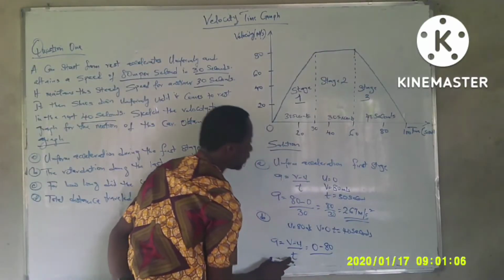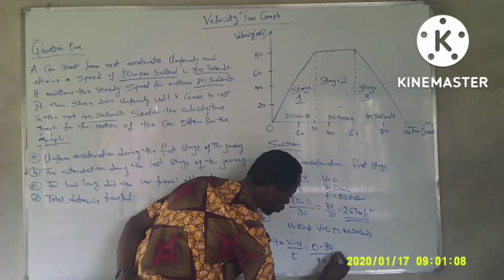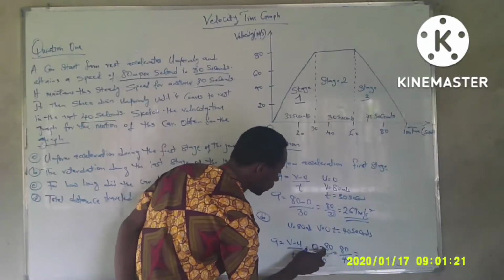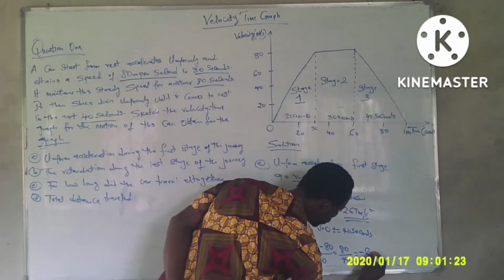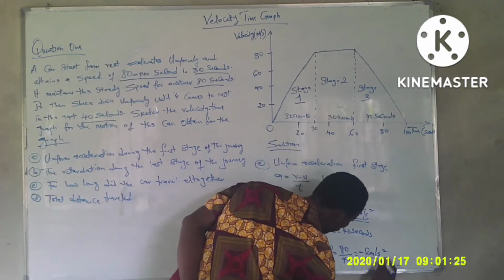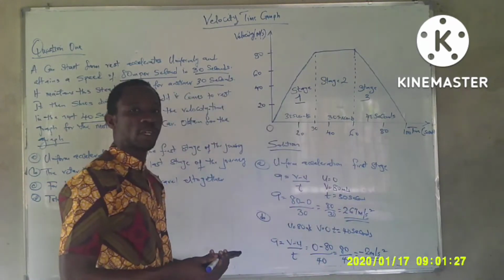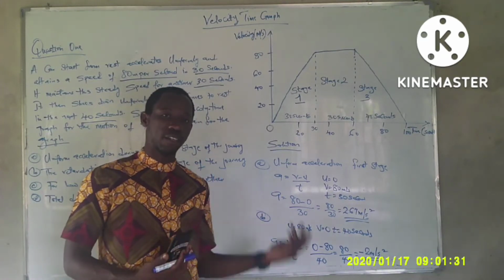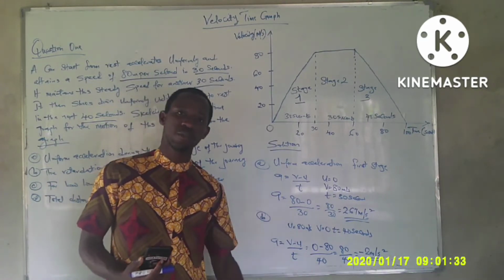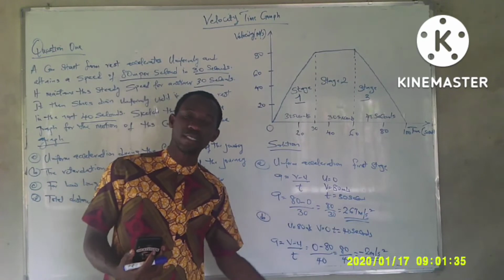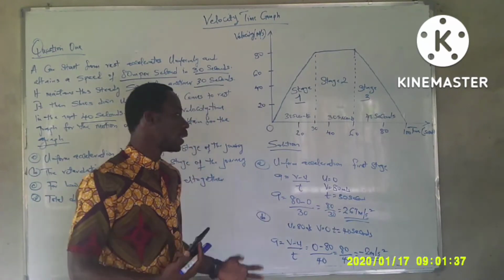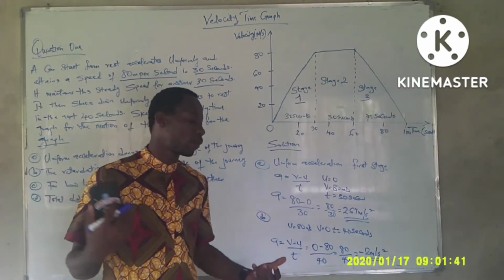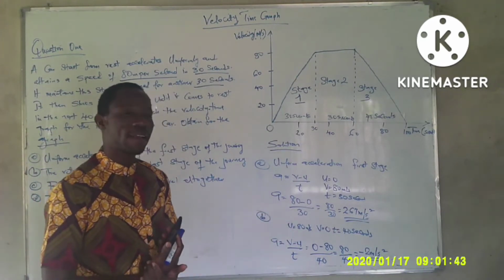And what is t? t is 40. So we have 0 minus 80 over 40, which gives negative 2 meters per second square. That's the answer. Why is it negative? Because it is decelerating. Deceleration is negative acceleration when the body is coming to rest, when velocity is decreasing with time. The acceleration is positive when the velocity is increasing with time. So that is how we arrive at our answer.